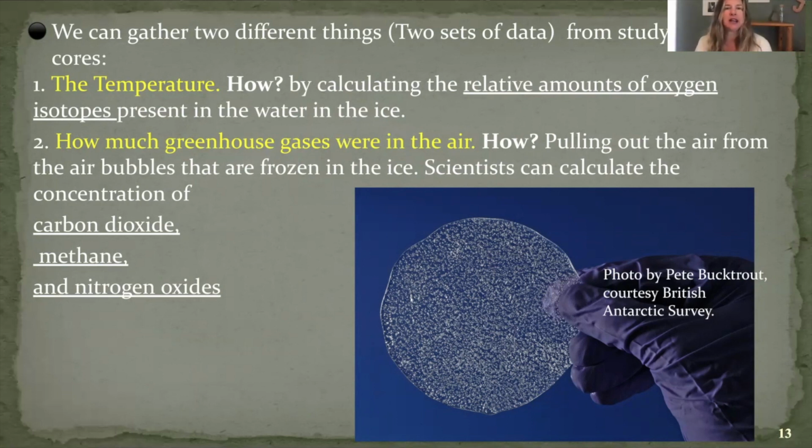So how much greenhouse gases are in the air is the second thing we can figure out. So we can figure out the temperature, and we can figure out how many greenhouse gases.